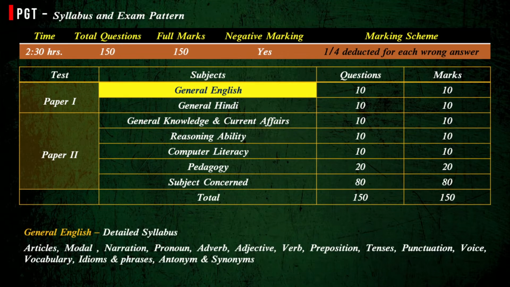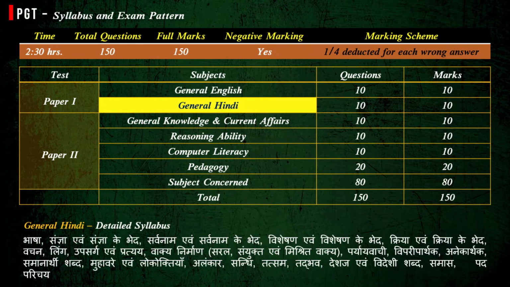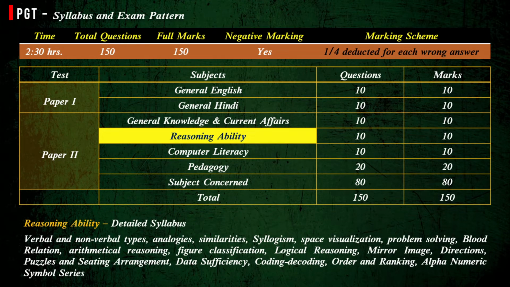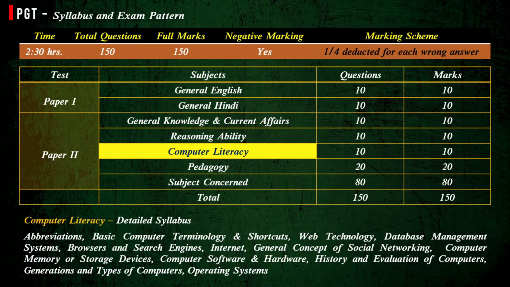In paper 1, general English has 10 questions with 10 marks, and also in general Hindi there are 10 questions with 10 marks. In paper 2, you need to have knowledge of general knowledge and current affairs, then reasoning ability and computer literacy. All the above three parts of paper 2 contain 10 questions with 10 marks each.